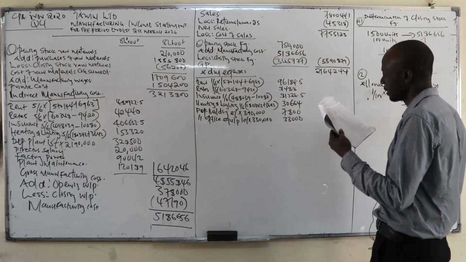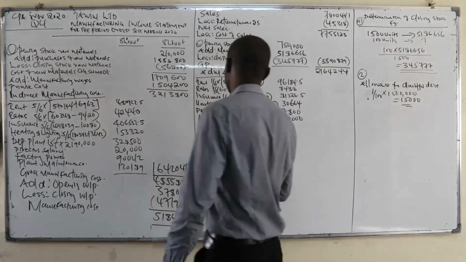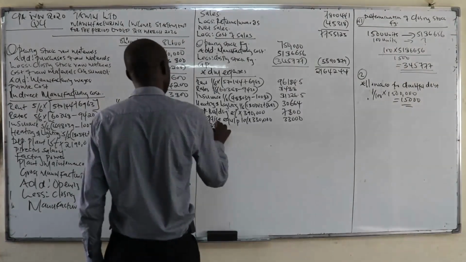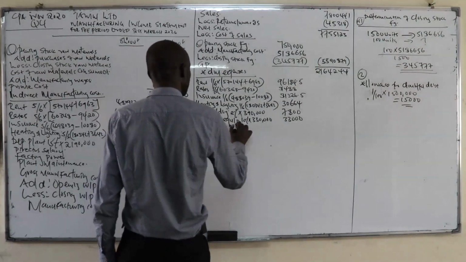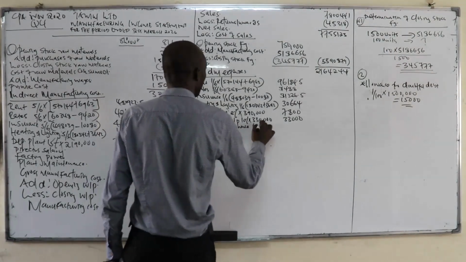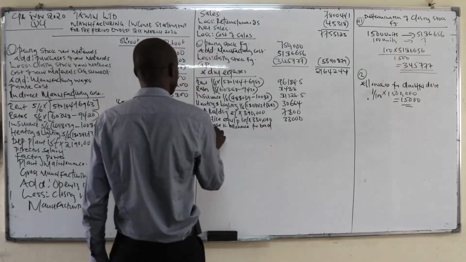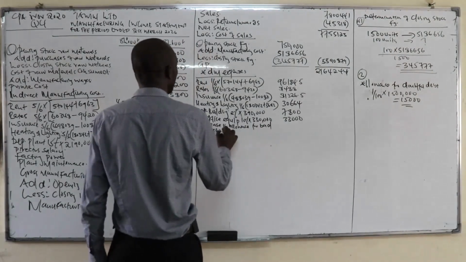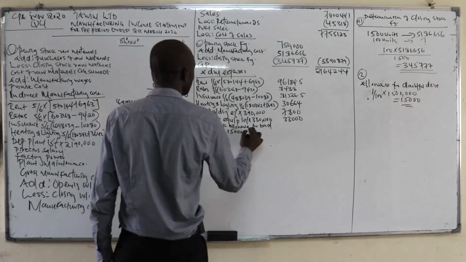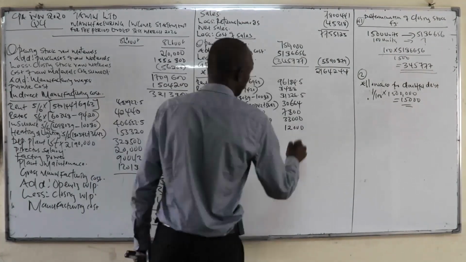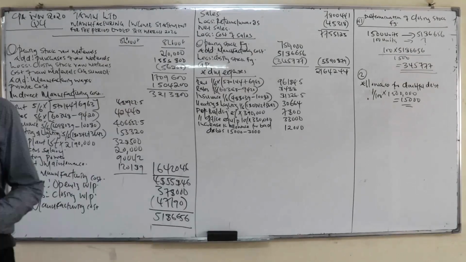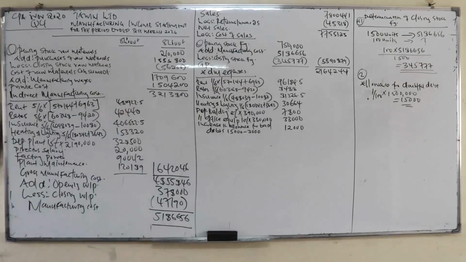The opening balance is how much? 3,000, isn't it? So we say increase in allowance for bad debts, which is 15,000 minus 3,000, which is 12,000. Is that okay? Yes, isn't it? So we are through with note number 6.